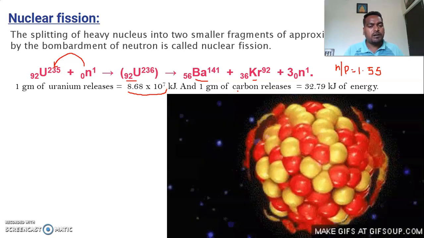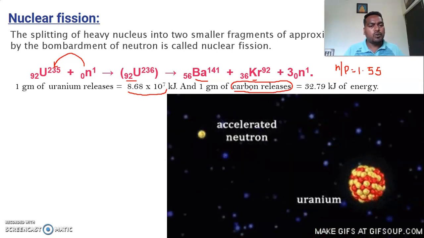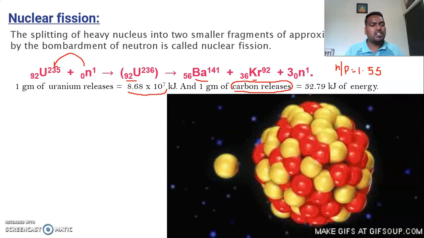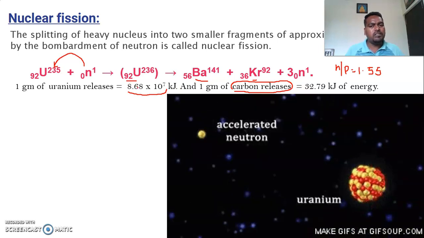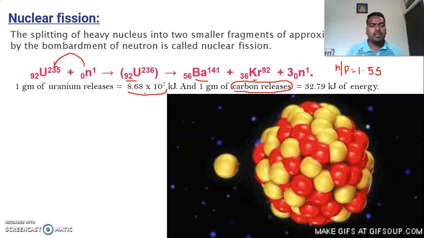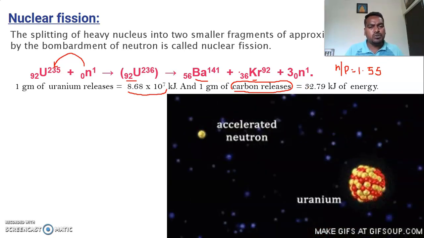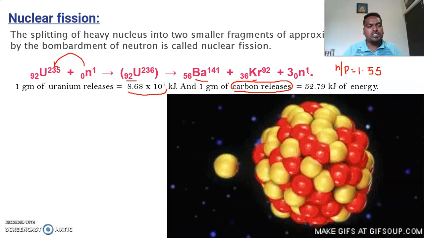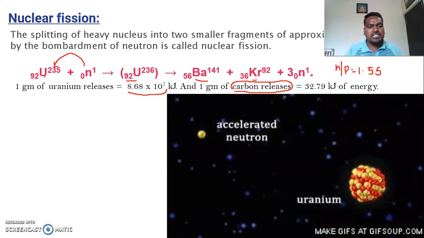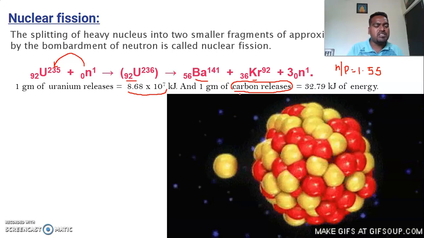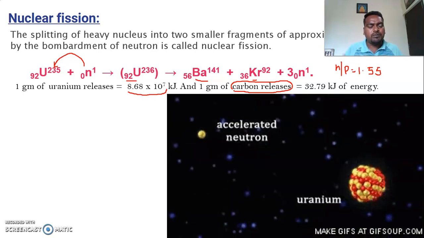But if you combust 1 gram of carbon, it is going to produce just 32.7 kilojoules. You just compare the energy. So 1 gram of uranium gives 8.68 × 10^7, but the same amount of carbon, 1 gram, just gives 32.7. You see the huge difference between the energy emitted after these two reactions. One is the fission reaction of uranium, another is the combustion of carbon. That's why this reaction is special. It emits lots of energy.